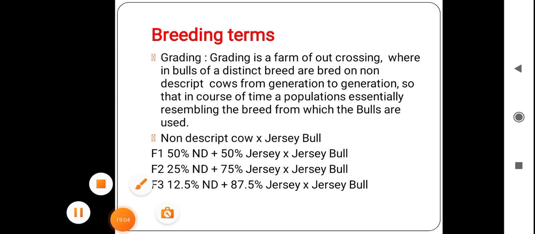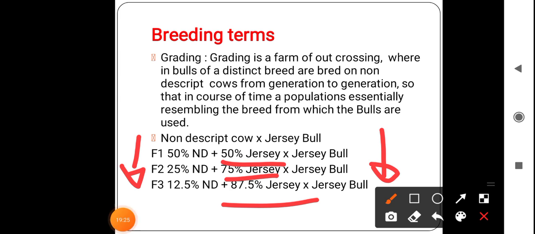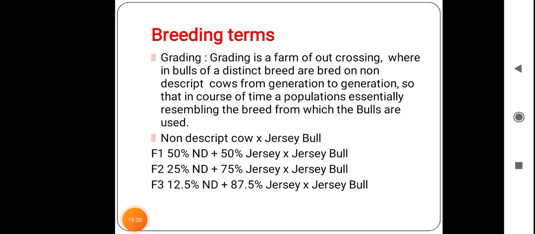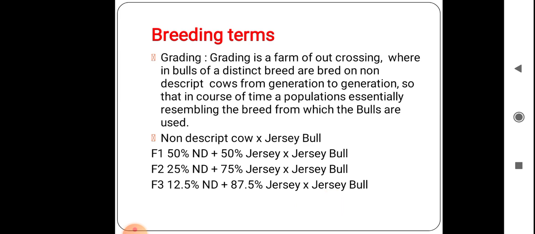Means you can see that generation on generation basis the nondescript character of the particular cow is reduced from 50% to 25%, 25% to 12%, and the traits of Jersey cattle is increased: 50%, 75%, 87%. And after I think the seventh generation, the offspring will be of totally Jersey breed. So that is known as grading.